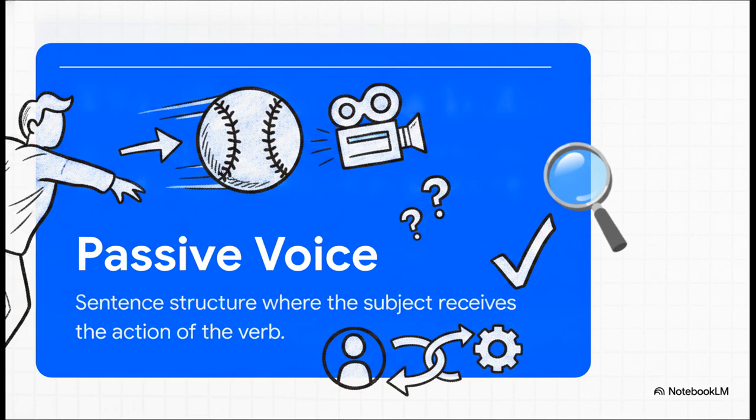But now, let's flip the script. The passive voice is a sentence structure where the subject receives the action of the verb. Imagine you're filming a movie, and the camera suddenly pans away from the person throwing a baseball and zooms right in to focus entirely on the ball itself. That is the passive voice. The action is happening to the subject. This is super helpful when the result of the action is way more important than who actually did it, or maybe when the doer is completely unknown or just irrelevant.